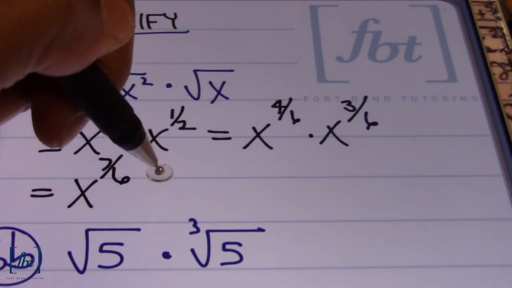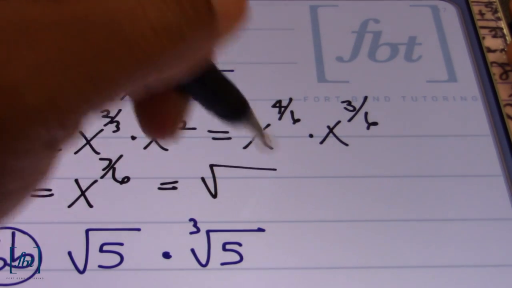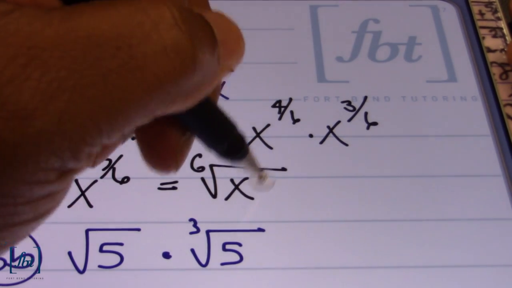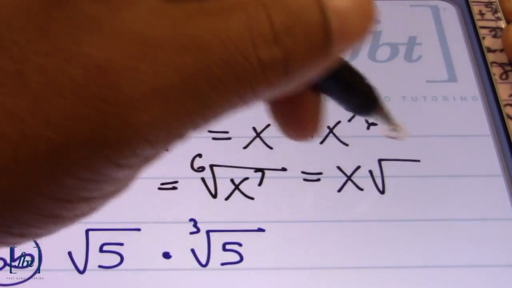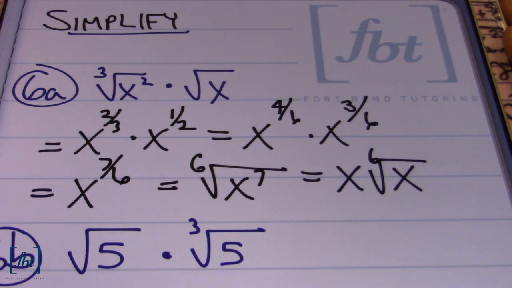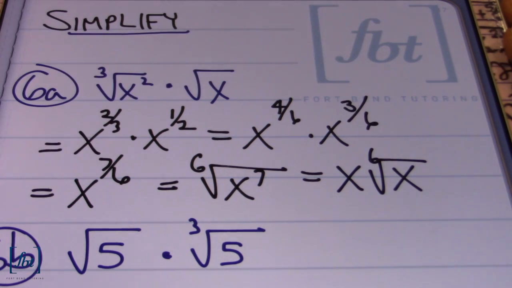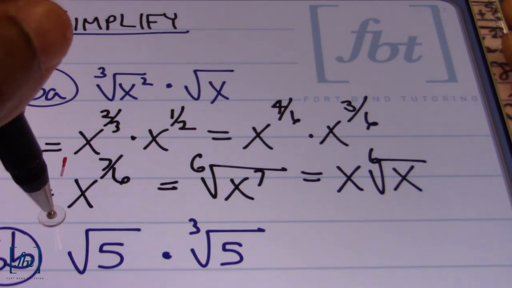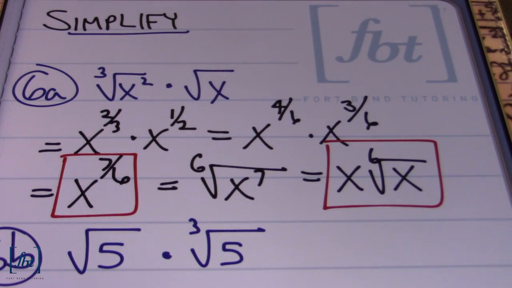However, if you are to submit your answer back in the original form we started out with, meaning radical notation, we would say that we have the 6th root of x to the 7th power. Simplifying this further, though, you would end up with x times the 6th root of x. Therefore, either x to the 7/6 power or x times the 6th root of x is your solution for 6A. Red boxing it.